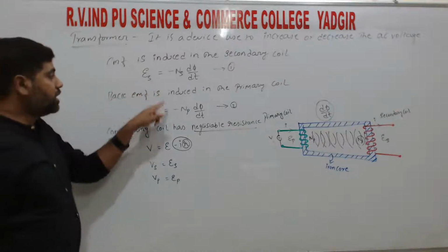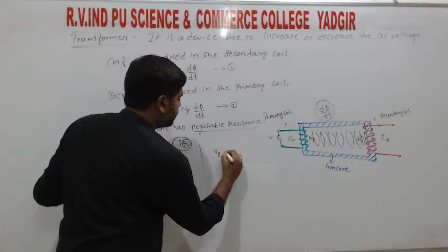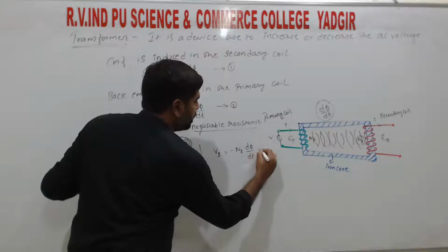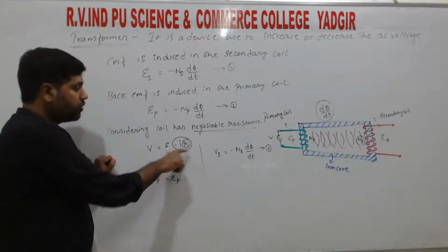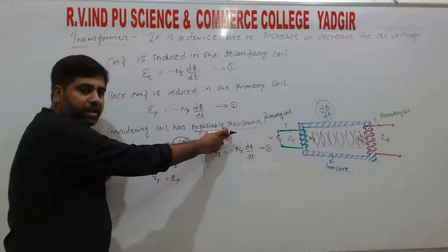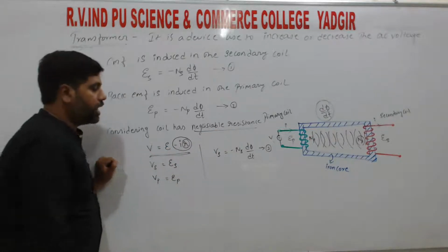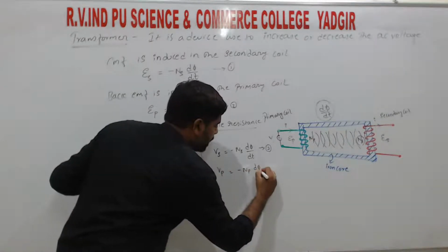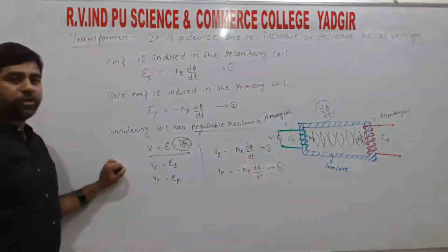So now we can write these two equations as Vs is equal to minus Ns d phi by dt, calling this the third equation. That is from this relation. This statement is very important: considering negligible resistance, only then do we get voltage equal to the induced EMF, right? Similarly Vp is equal to minus Np d phi by dt. So that becomes equation 4.